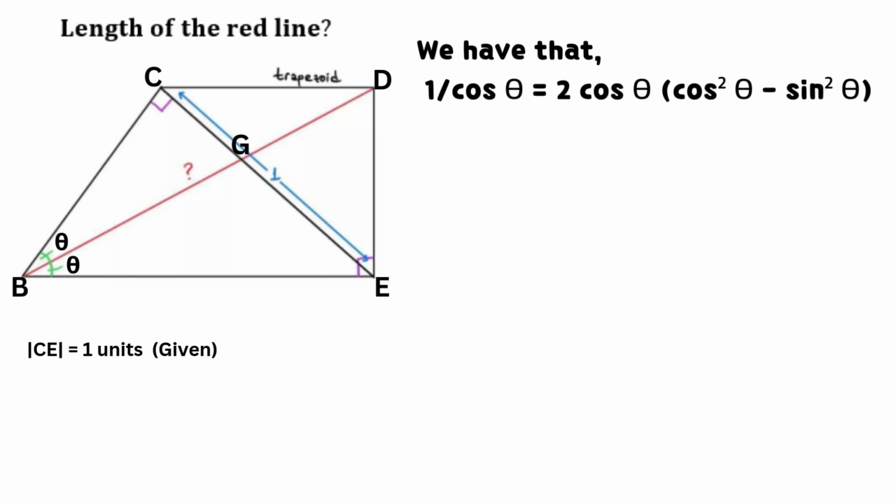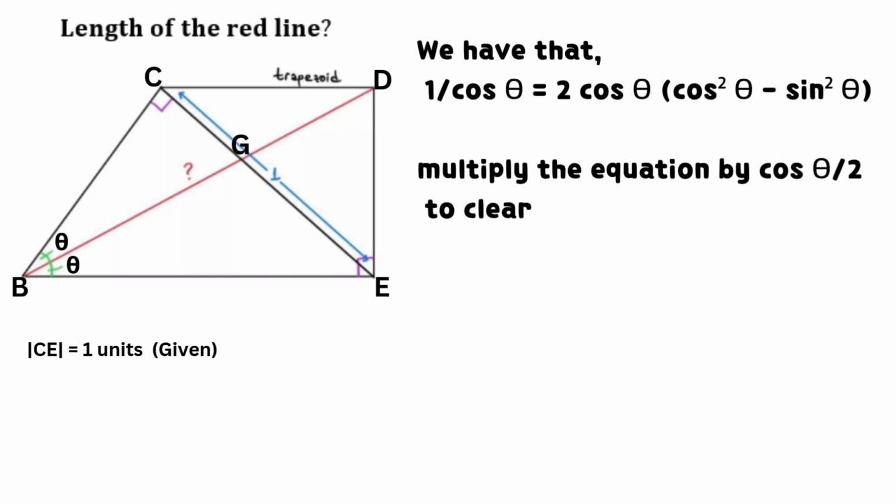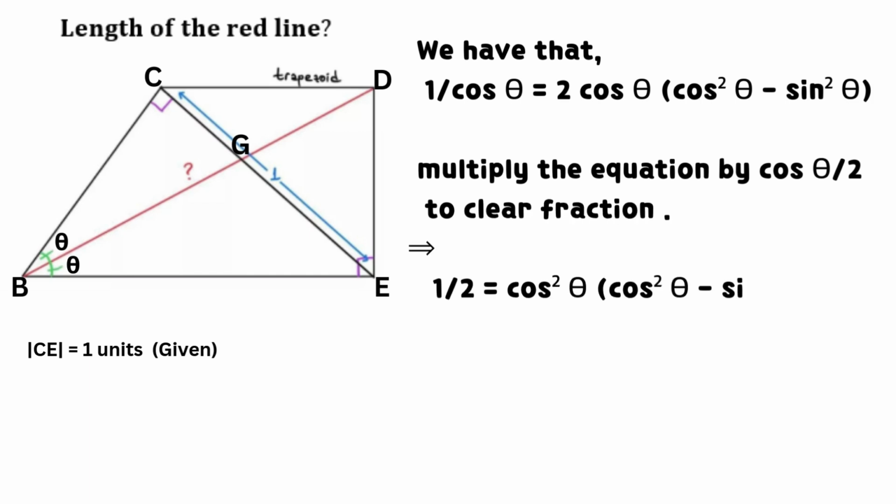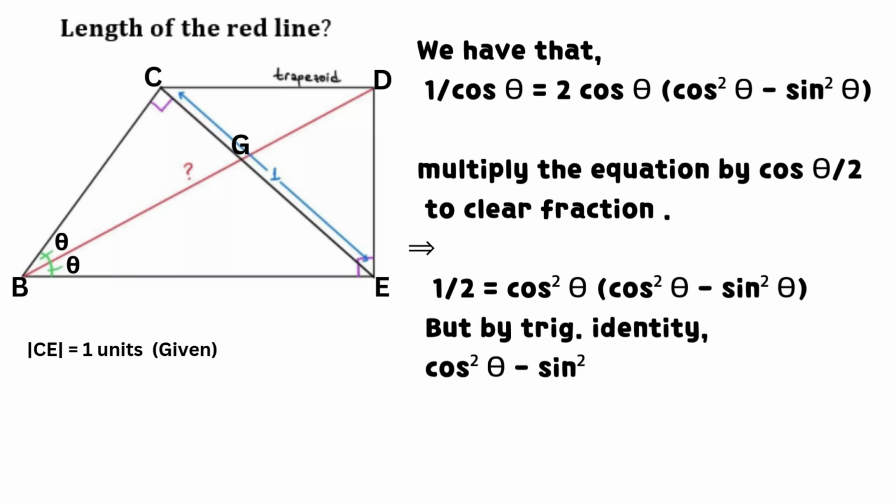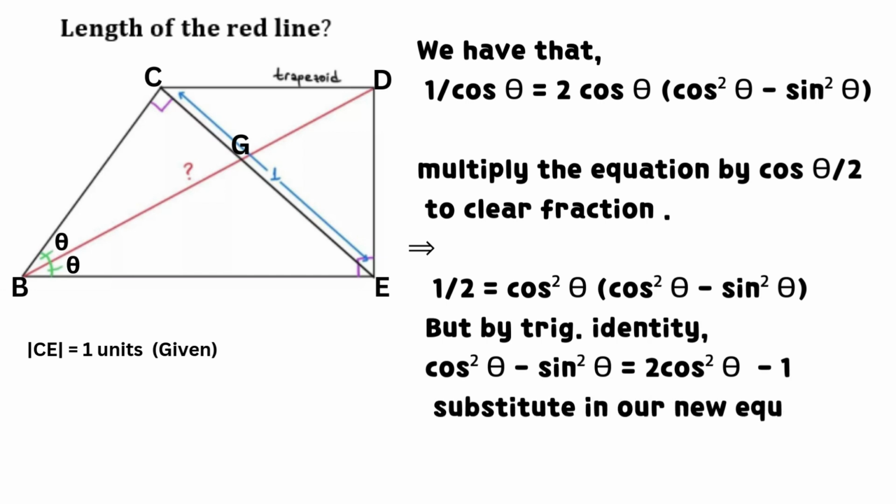We have that 1 divided by cosine theta equals the value shown on the screen. Multiply the equation by half cosine theta to clear the fraction. It implies that 1 divided by 2 equals the product of cosine square theta and cosine square theta minus sine square theta. But by trigonometric identity, cosine square theta minus sine square theta equals 2 times cosine square theta minus 1. Substitute in our new equation.